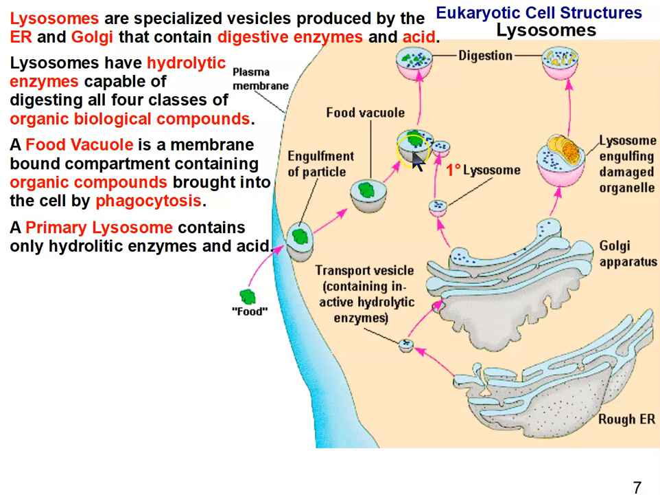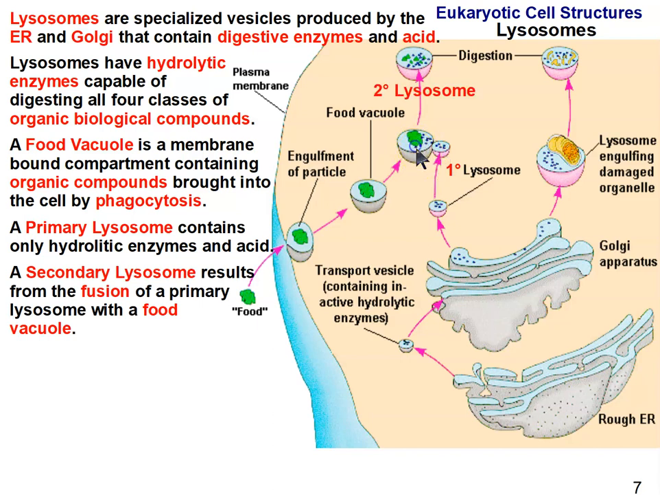So it starts to break down the proteins and carbohydrates and lipids and nucleic acids that make up that food item. And when that happens, it's known as a secondary lysosome. So once the primary lysosome fuses with the food vacuole, that one structure that results is known as a secondary lysosome, and that's the structure in which digestion is taking place. And the nutrients then are going to diffuse out of the lysosome into the cytoplasm to be picked up and used by the cell. So in that way, cells can gain nutrients.